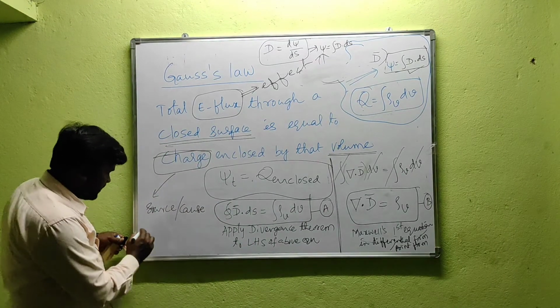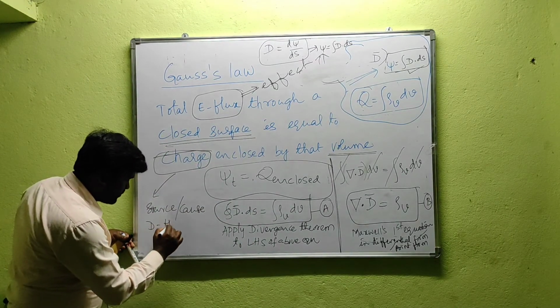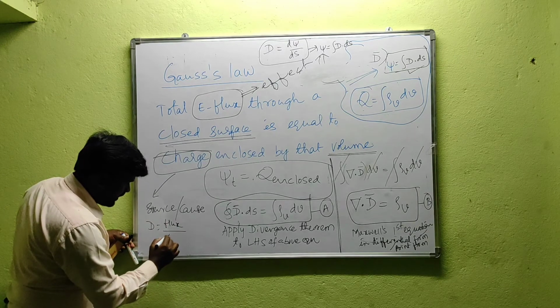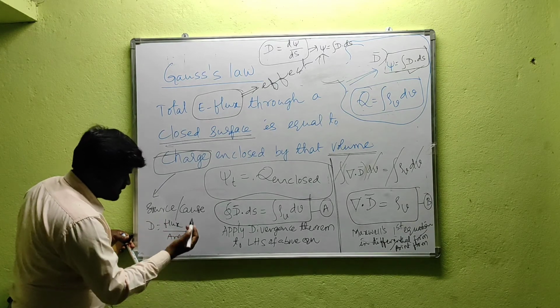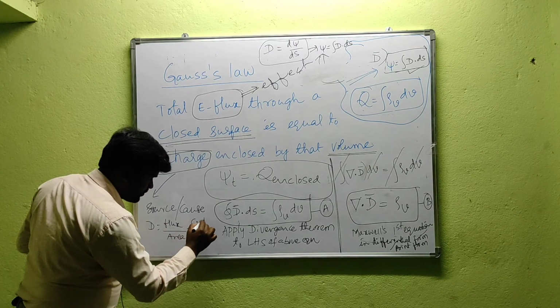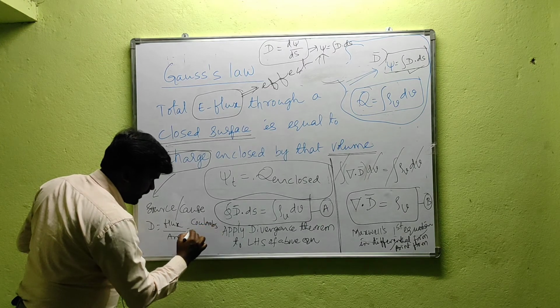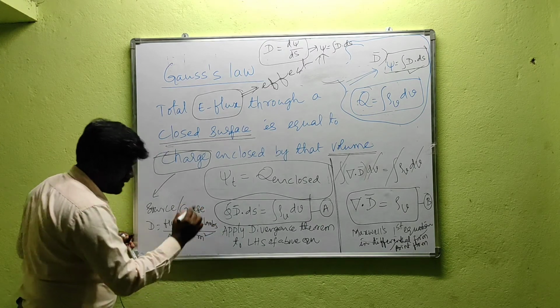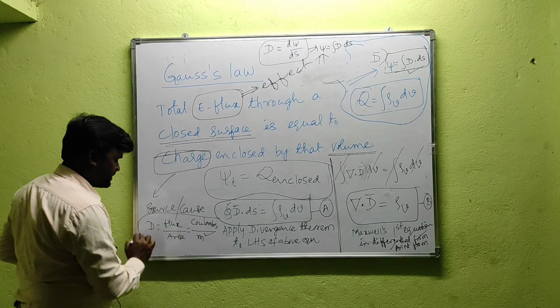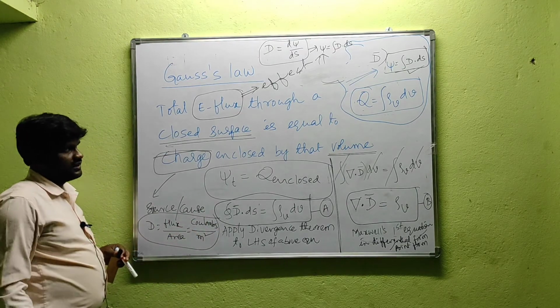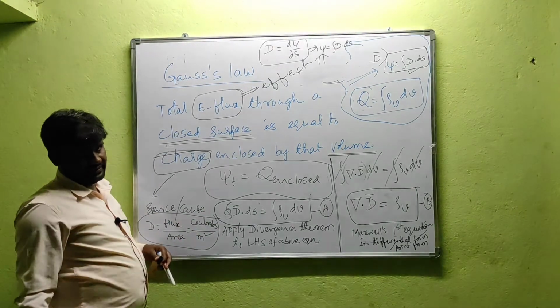What about the unit of this D? D is nothing but flux per unit surface area. Flux is measured in coulombs, and area is in meter square. The unit of flux density is coulombs per meter square. The unit of flux is coulombs only.